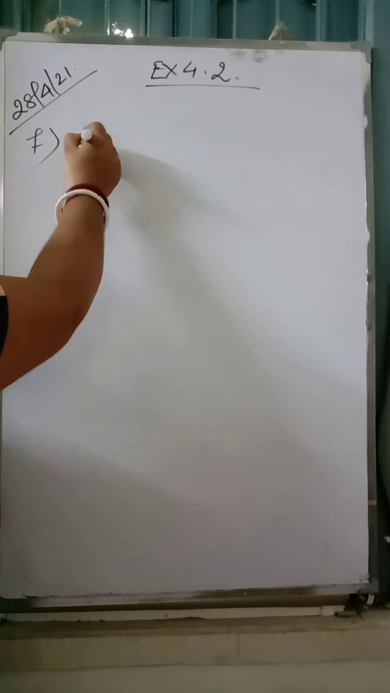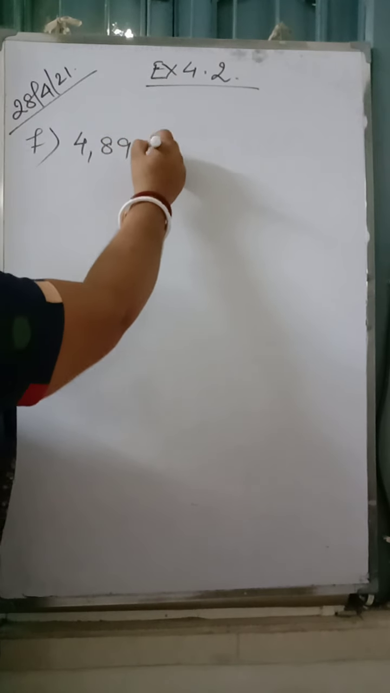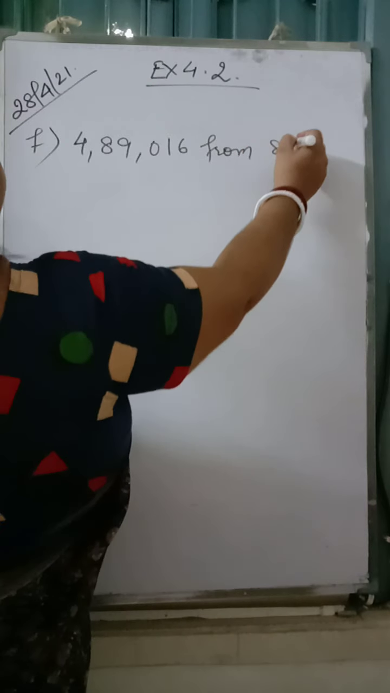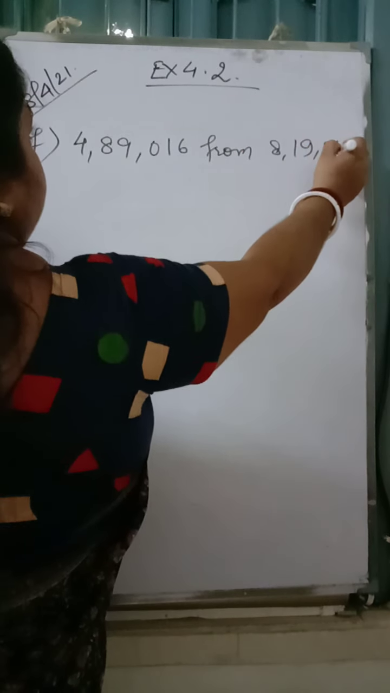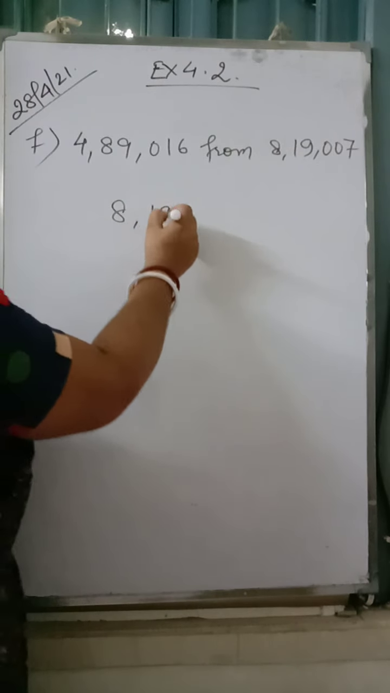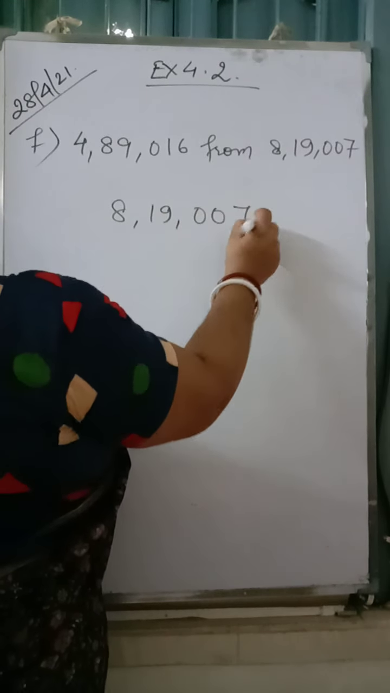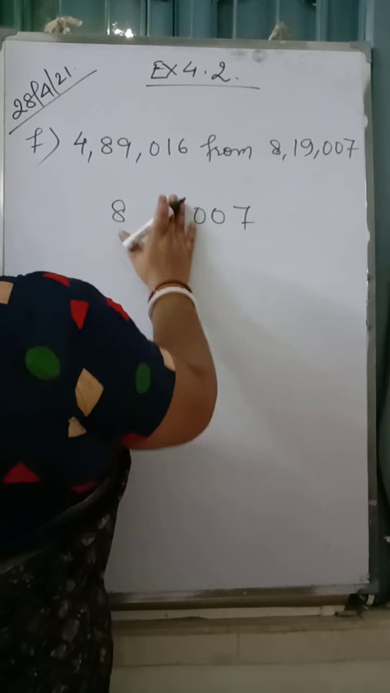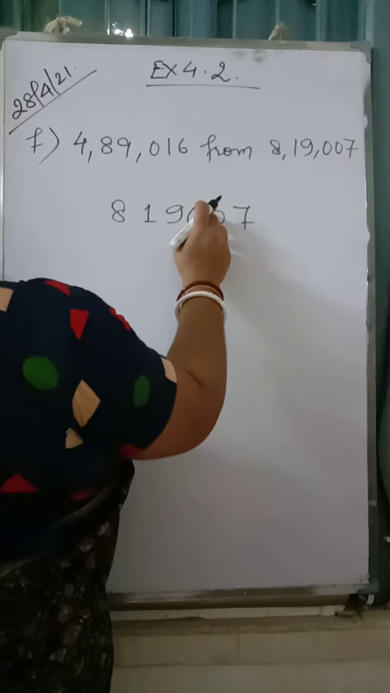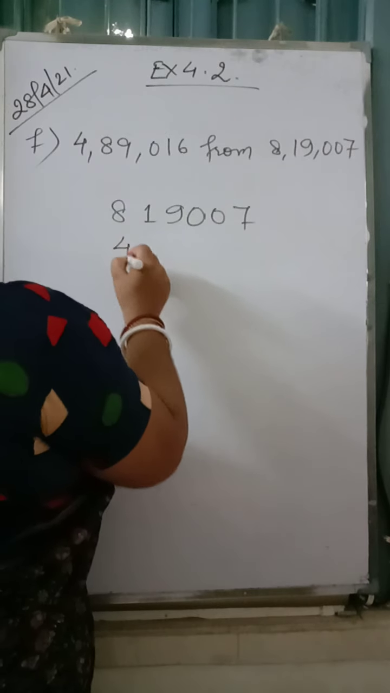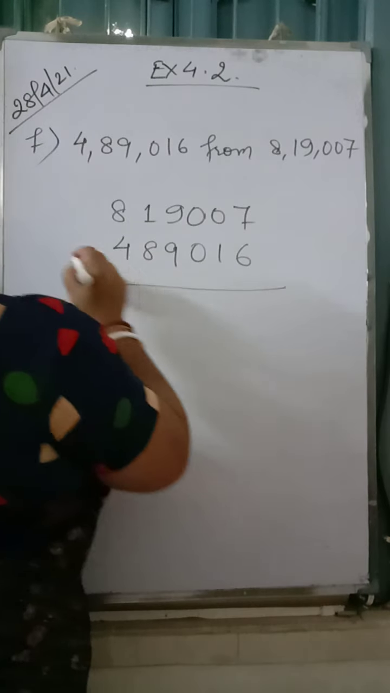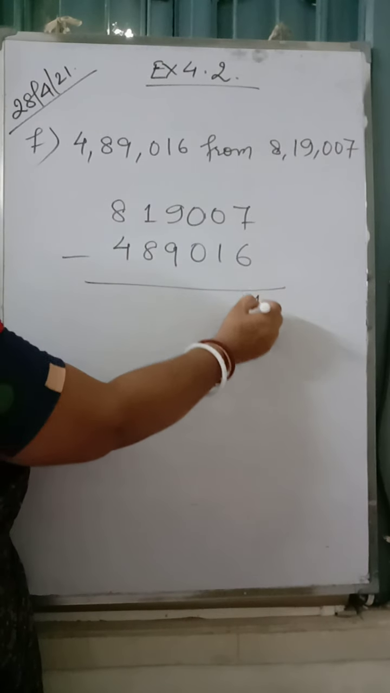It's given 4,89,016 from 8,19,007. So first of all, we have to write 8,19,007. You can skip these commas. Even I will suggest you, no need to write commas in between the operation. Then 489,016. Now we are going to subtract 7 minus 6, 1.